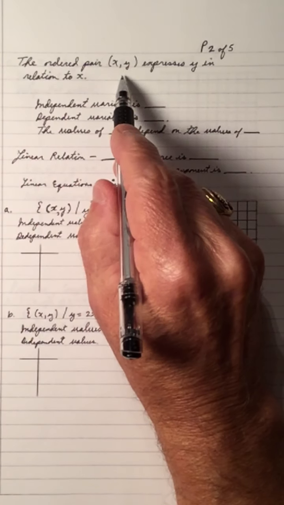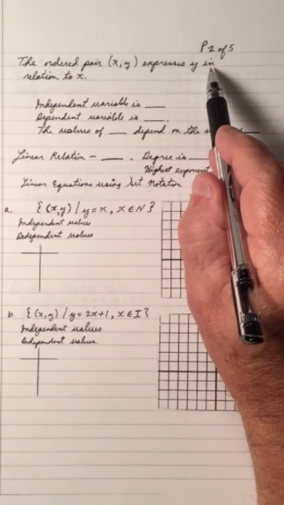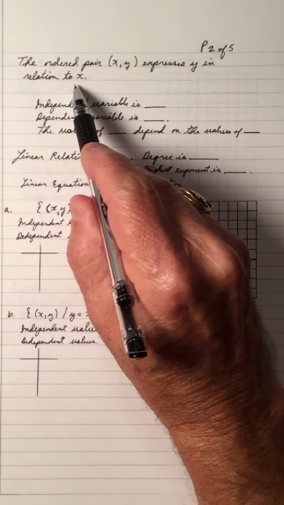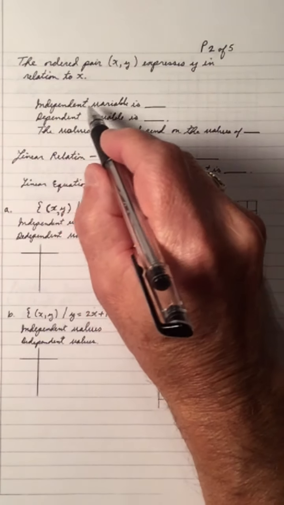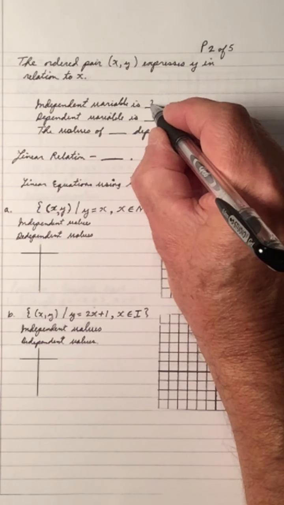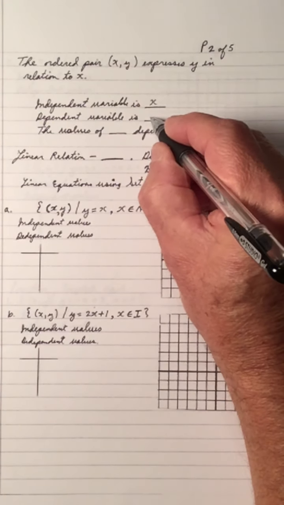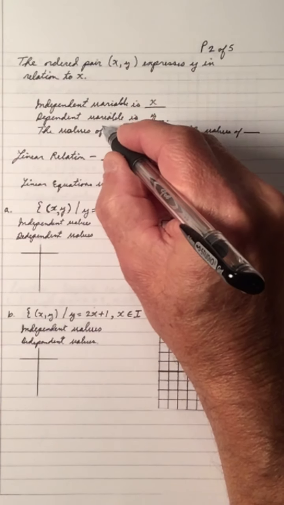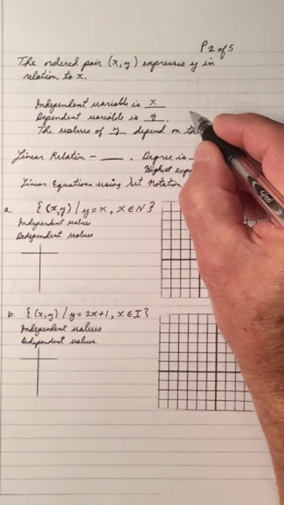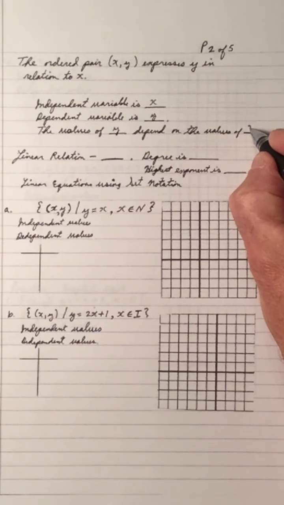The ordered pair (x, y) expresses y in relation to x. The independent variable is x. The dependent variable in this ordered pair is y. The values of y depend on the values of x.